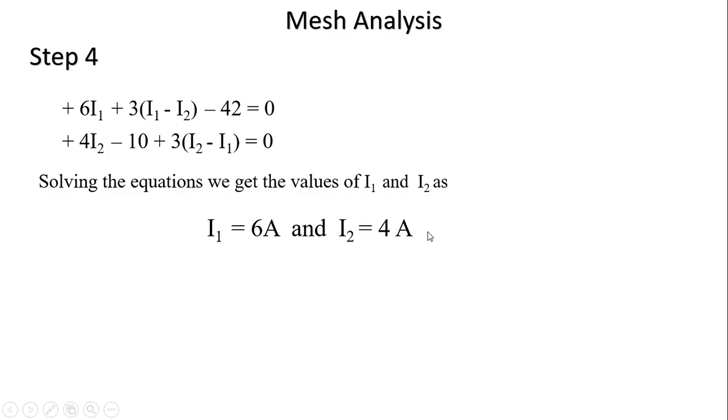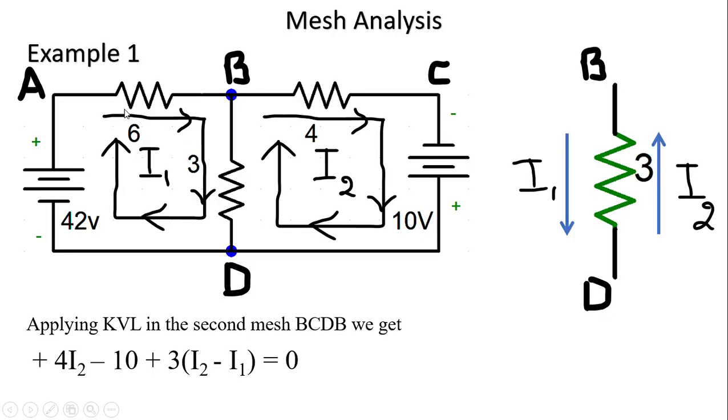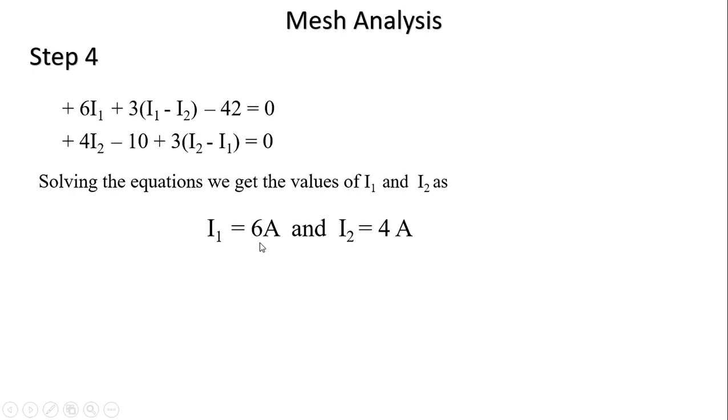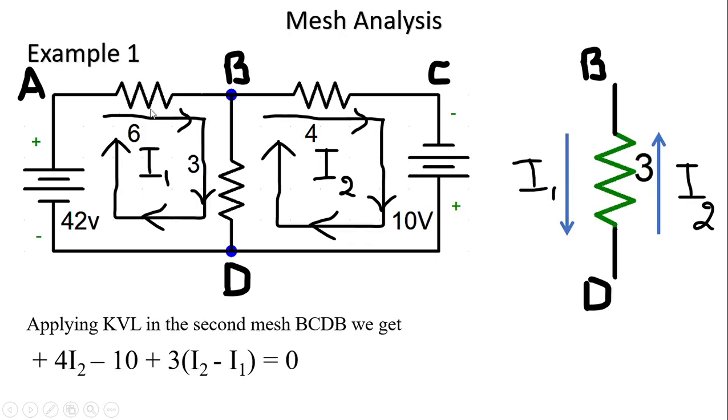If you know the current in this particular branch, the voltage drop across this is going to be 6 into I1. How much is that I1? 6 amperes. So the voltage drop across the 6 ohm resistor is going to be 6 into 6, 36 volts. 36 volts is going to be the voltage drop across that 6 ohm resistor.